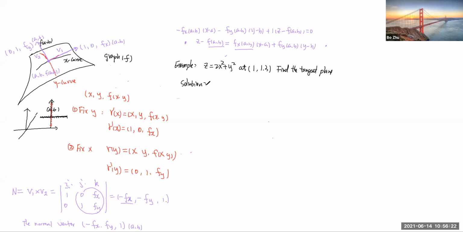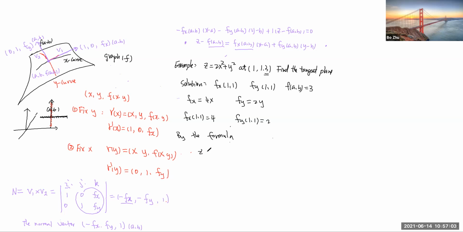First, you have to compute fx at (1, 1), fy at (1, 1), and f(a, b). This problem already told you f(a, b) is 3, right? So let's first compute fx. Fx is just 4x. Fy is just 2y. So fx(1, 1) is 4 because x is 1. Fy(1, 1) is 2, right? So by the formula, we have z minus 3 equals 4 times (x minus 1).